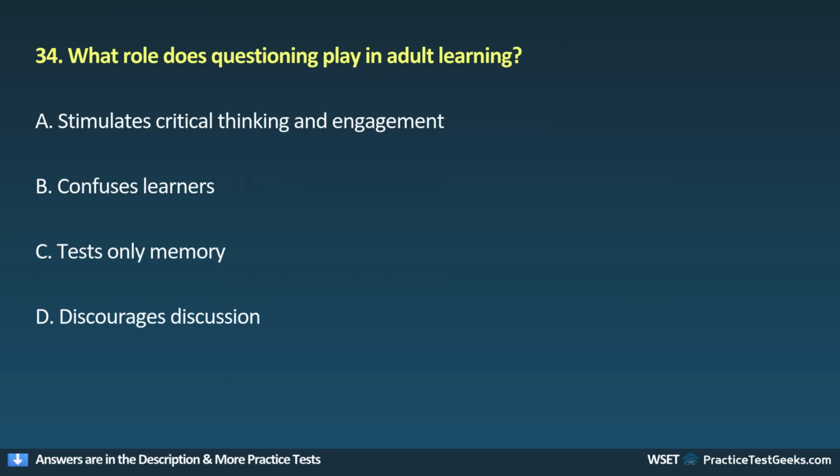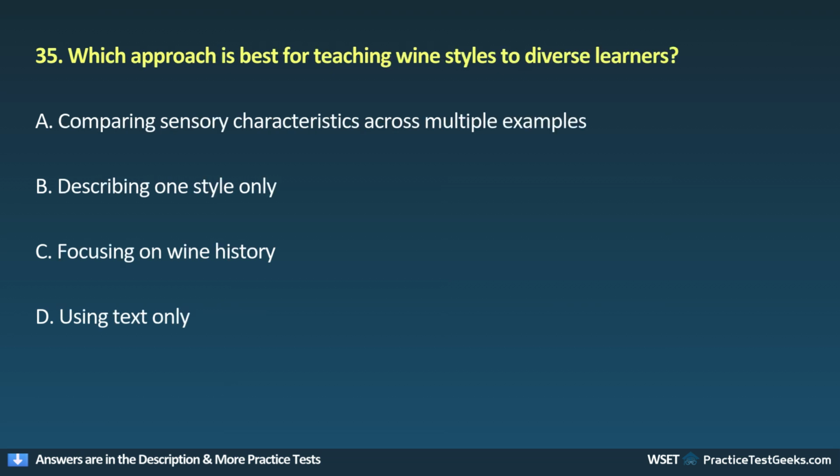34. What role does questioning play in adult learning? A. Stimulates critical thinking and engagement. B. Confuses learners. C. Tests only memory. D. Discourages discussion.